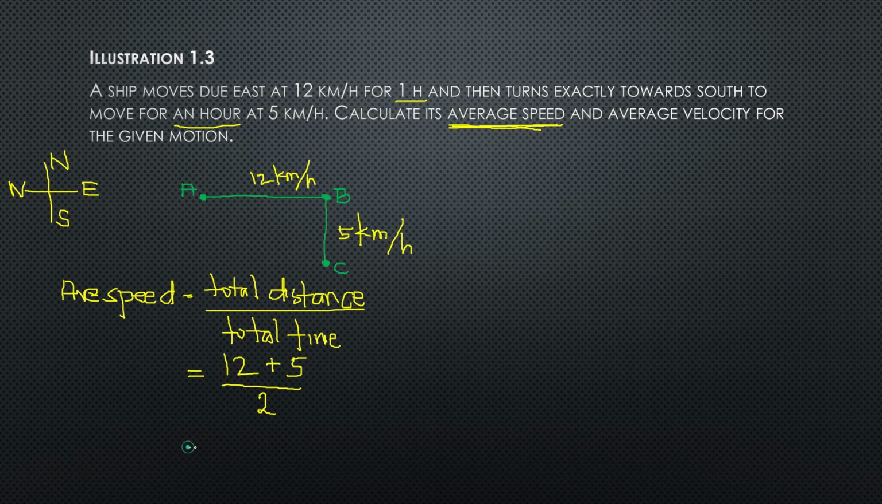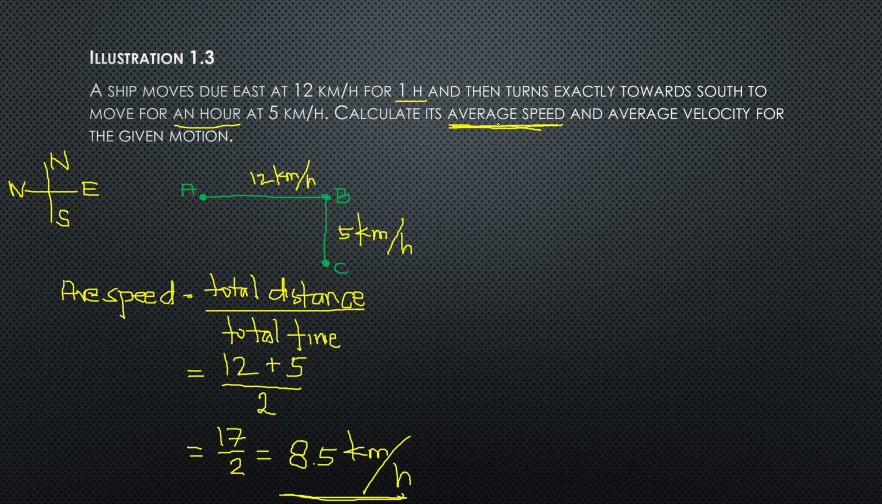So this is simply how many? 17 over 2, which is equivalent to how many? So that will give you 8.5. So 8.5 kilometers per hour.